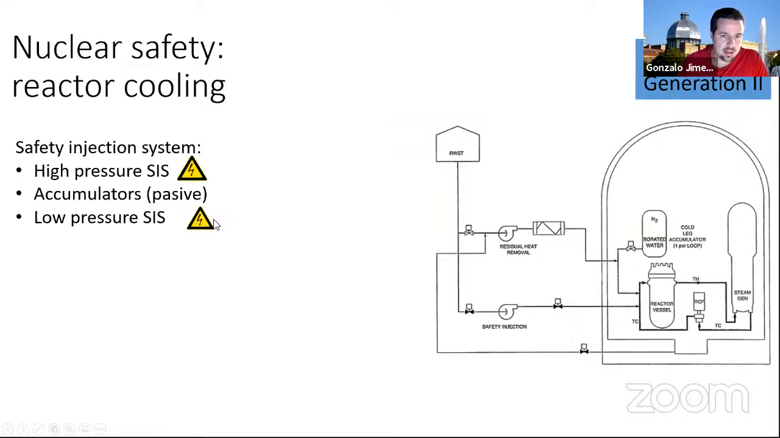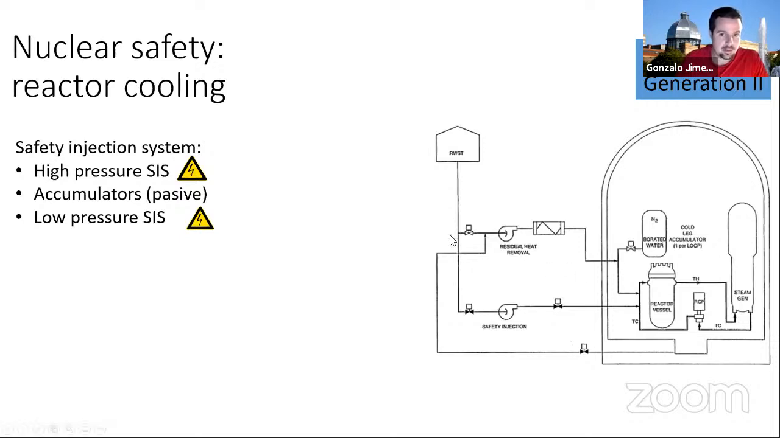It means that they need alternating current to work. And we have a supporting system, which is the accumulator, which is totally passive. It means that it doesn't need any electricity source to work. It works only by difference of pressure. So it is a tank, or some tanks depending on the model, that are pressurized at 45 more or less bars. So they inject when the pressure is lower in the primary circuit. So that's more or less how it works.